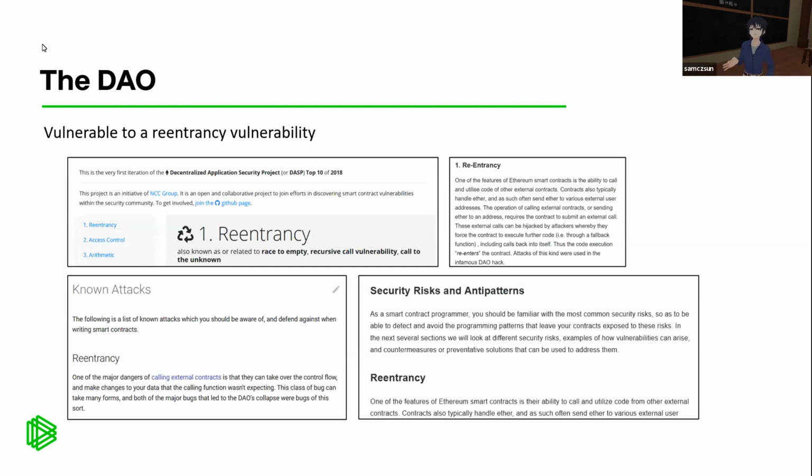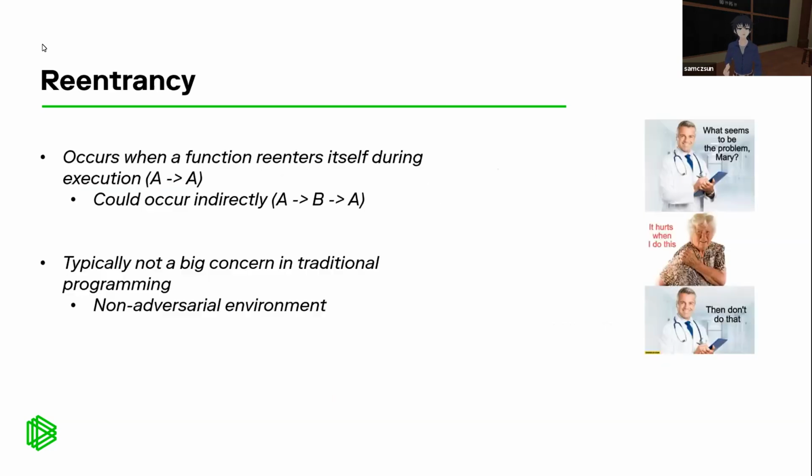Backstory aside, I mentioned earlier that the DAO was vulnerable to a reentrancy bug, but what exactly is reentrancy? Well, as the name would suggest, reentrancy occurs when a function reenters itself during execution. For example, function A calls function A. However, it can also occur indirectly. For example, function A calls function B, which then calls function A again.